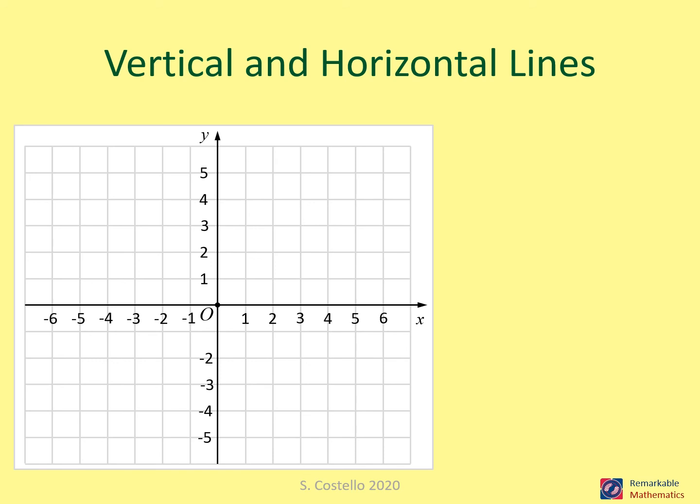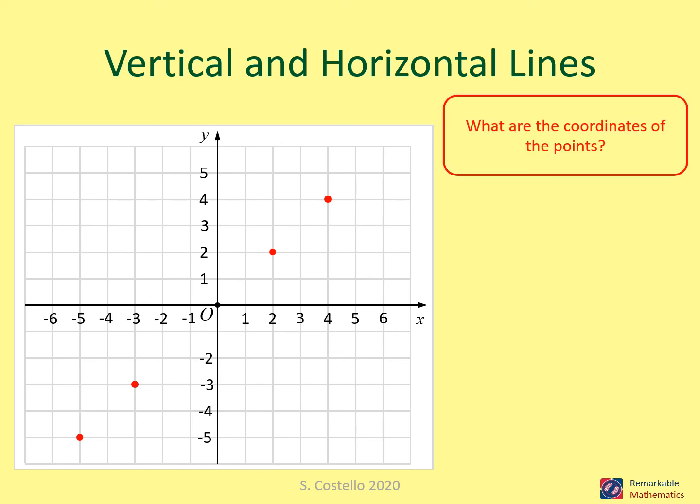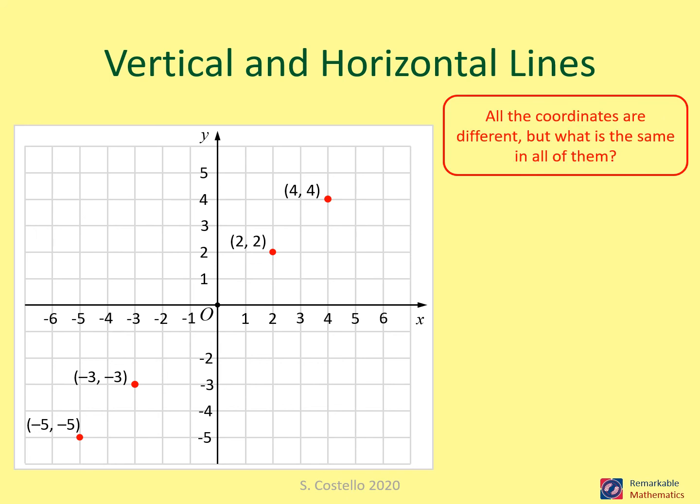So, two more lines that we need to know about. What are the coordinates of these points? We've got -5, -5, -3, -3, 2, 2, and 4, 4. All the coordinates are different, but what is the same in all of them? What do all four sets of coordinates have in common? The y values are equal to the x values.